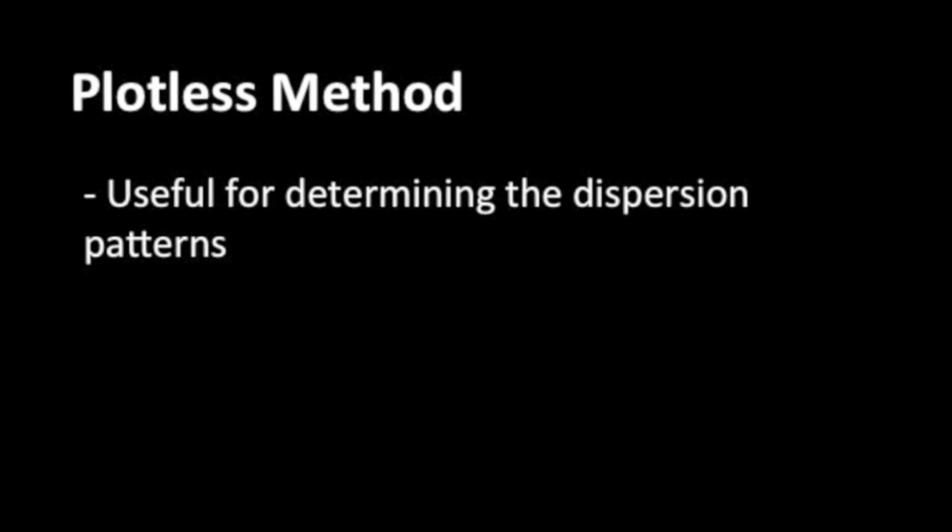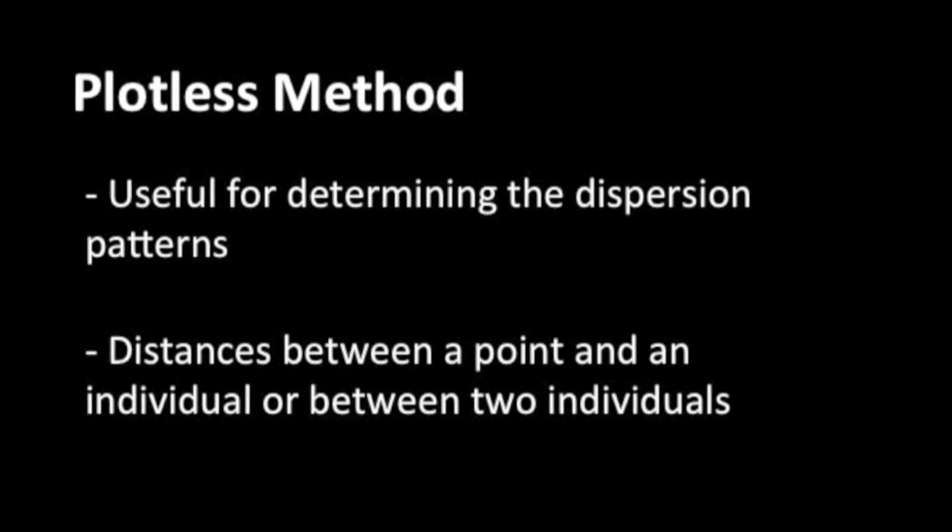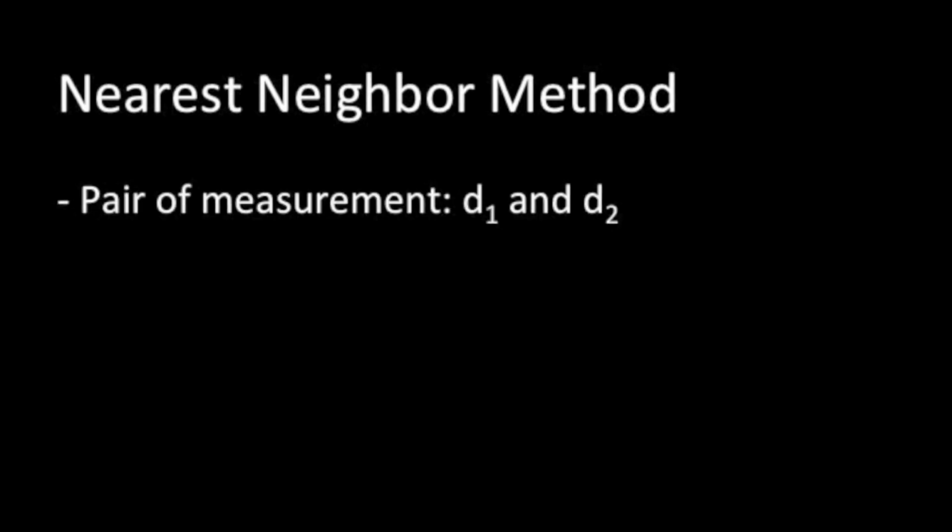The pointless method is very useful for determining the dispersion pattern of organisms, especially when the field is not a defined area. This technique uses distances between a point and an individual or between two individuals. The pointless method that I will use is called the nearest neighbor method. To make it simple, each sample consists of a pair of measurements called D1 and D2.